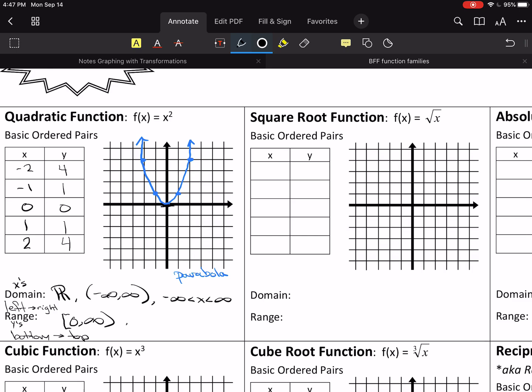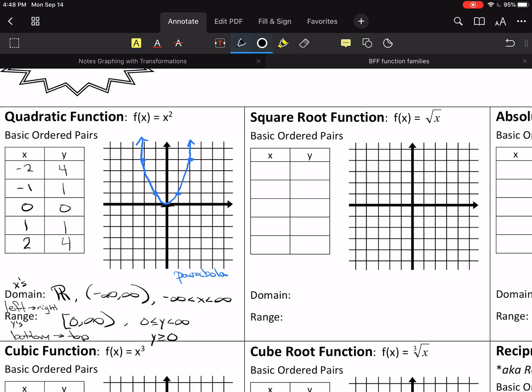Another way we can say it: 0 less than or equal to y less than infinity, or just saying y is greater than or equal to 0. Okay, so those are your two options there. Again, I'm going to stick with interval from here on out.